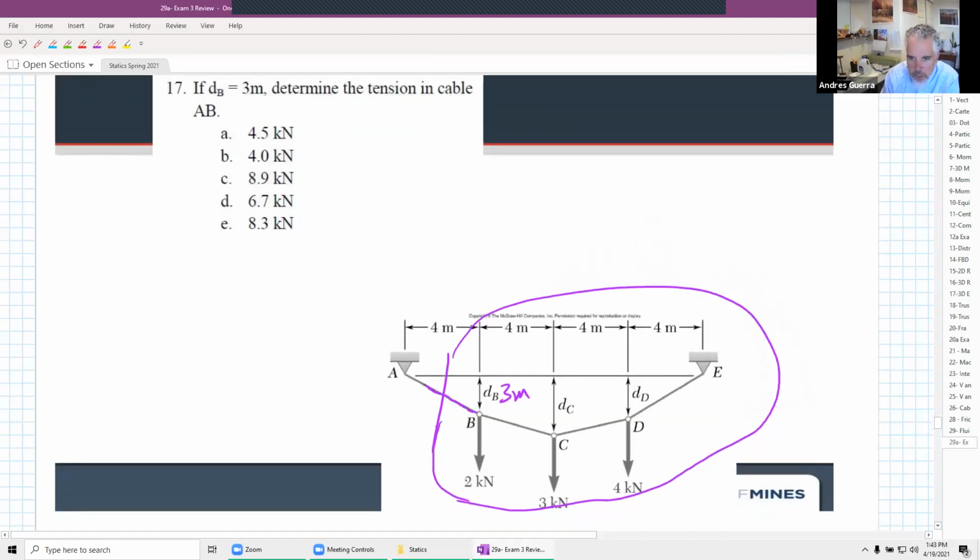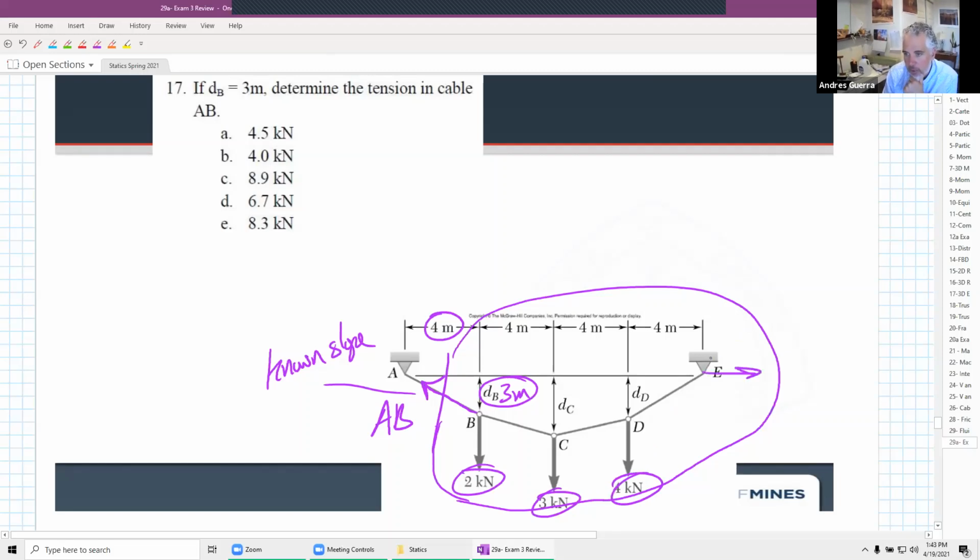we know the slope of A to B has a known slope because they give us that 3 meters, and we know the horizontal distance is 4 meters. We have a known slope right there. We have known applied forces. We would also have an EX and an EY over here. And we can sum moments about E equal to 0, and we can find that AB right there. So we picked that FBD based off of what their problem is asking us for, and that it's a known slope right there.